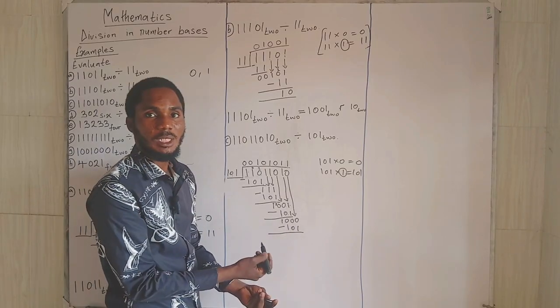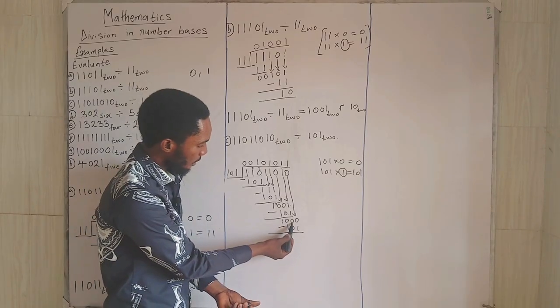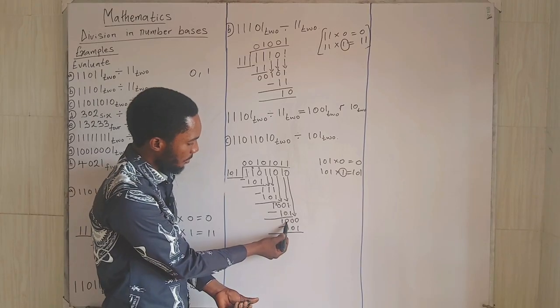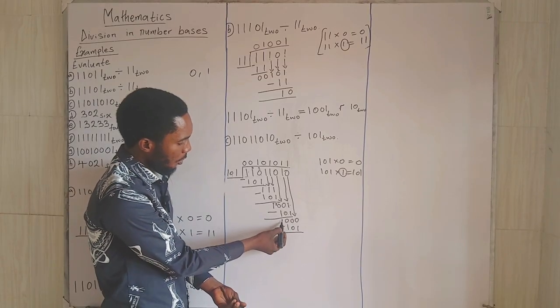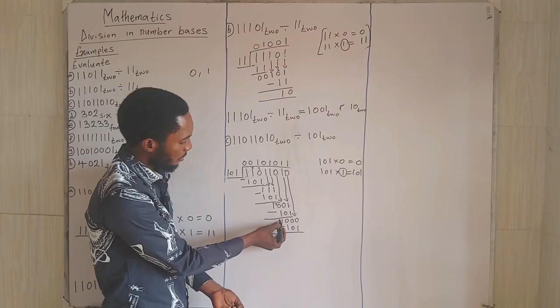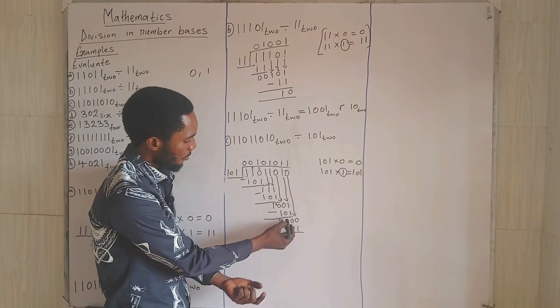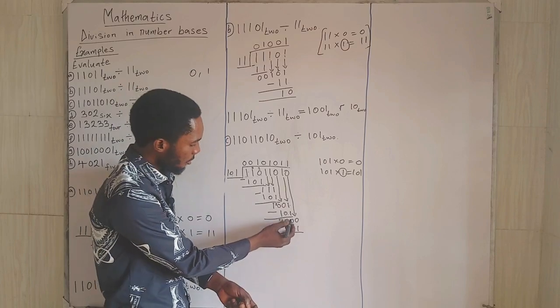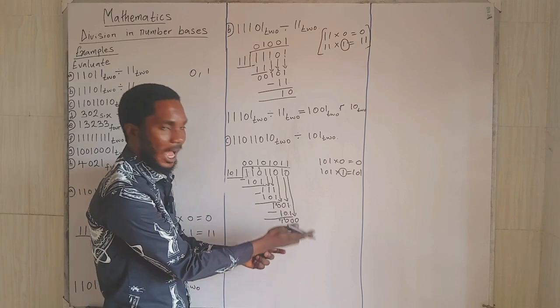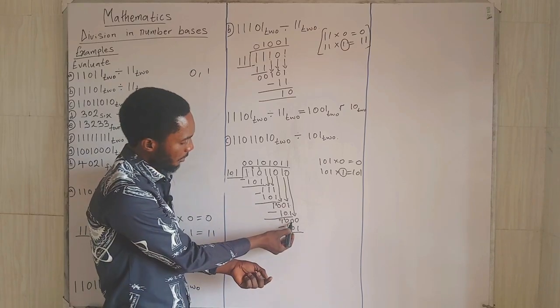We borrow 1 from the next digit. We cannot borrow 1 from 0. We come to this side and borrow 1 from this 1. This returns to 0. The one we borrow returns to 2. 2 plus 0, that is 2. We borrow 1 from that 2 again. This returns to 1, and the one we borrow returns to 2 plus 0, that is 2.